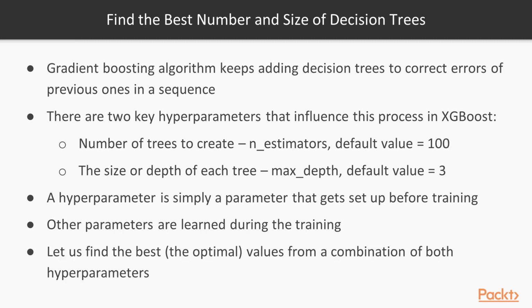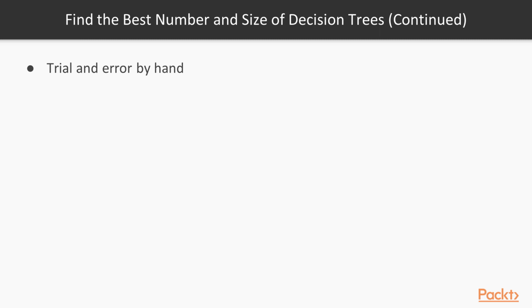So the key question is how to find the optimal values for a single hyperparameter or the combination of those two. The first thing we can do is keep it really simple, and we often start there: we can just try out some values and see if we get improved accuracy. This is, of course, time consuming and labor intensive, because we have to write this piece of code and repeat it.